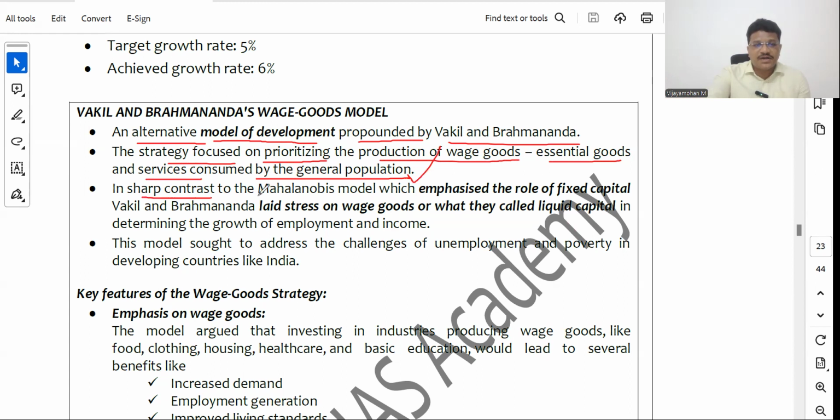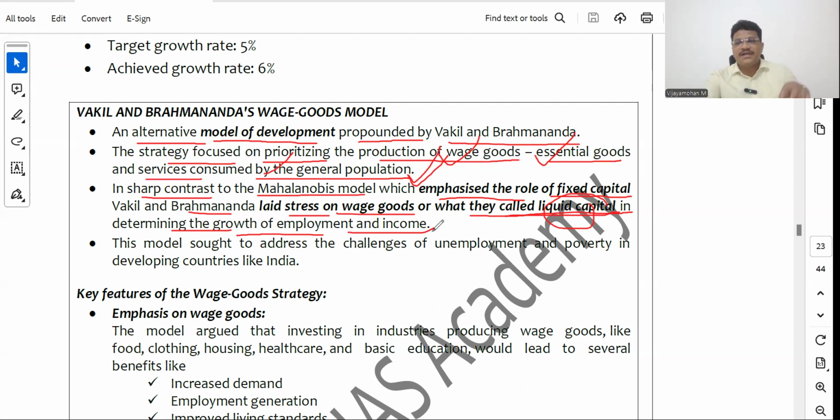It is in sharp contrast to the Mahalanobis model, which emphasized the role of fixed capital, while Vakil and Brahmanandam laid stress on wage goods, or what they called liquid capital. So the Mahalanobis model focuses on fixed capital, whereas the Vakil and Brahmanandam model focuses on liquid capital. Liquid capital is nothing but production of the wage goods, which are essential goods and services consumed by the general population, right? And what they call liquid capital determines the growth of employment and income.